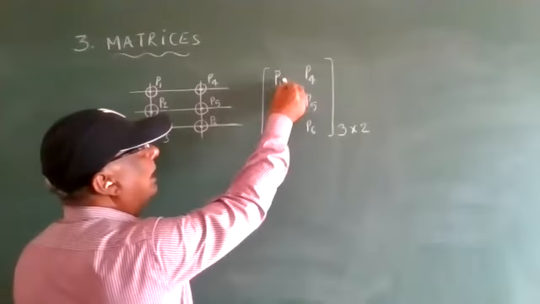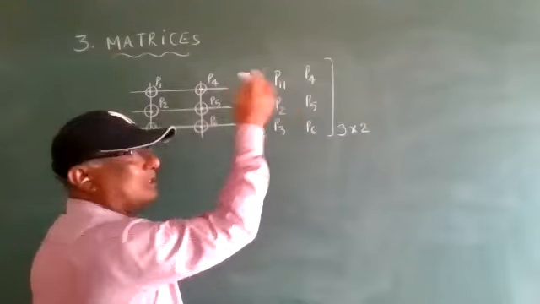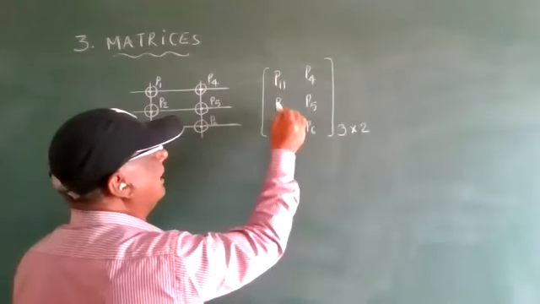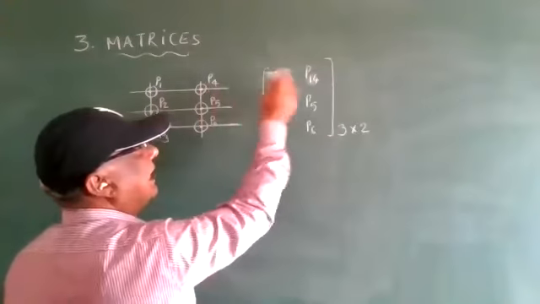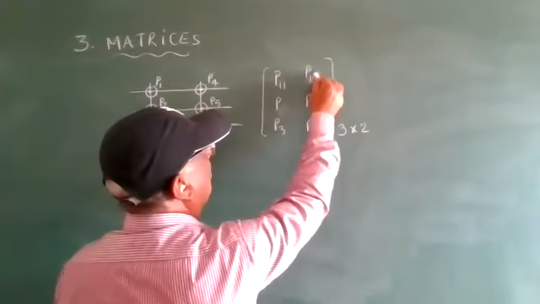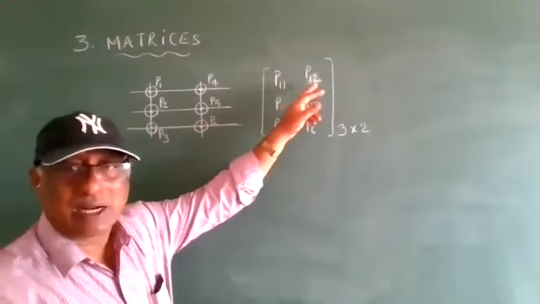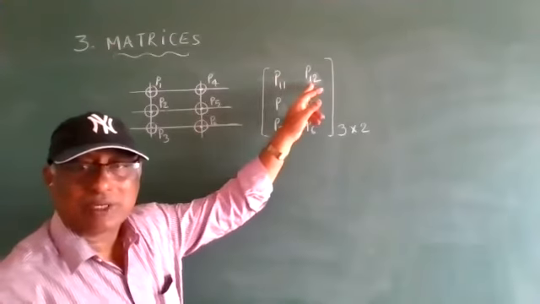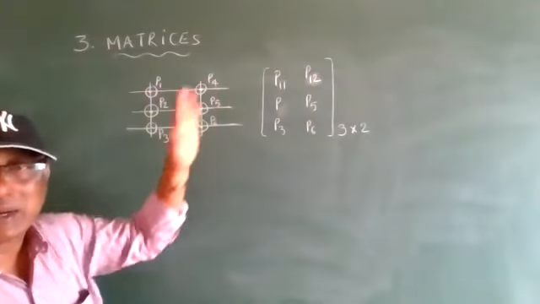Therefore, P11 lies on the first line and the first vertical line. P12 lies on P11. P14 lies on the first line and fourth second line. So P2, I will write, lies on the first line, first horizontal line, second vertical line. So first line, first point; first line, second point.